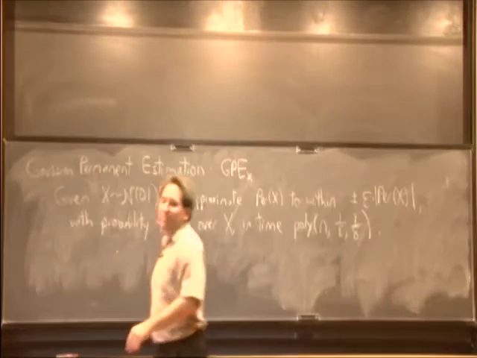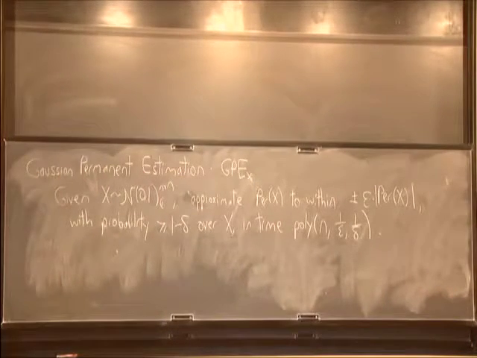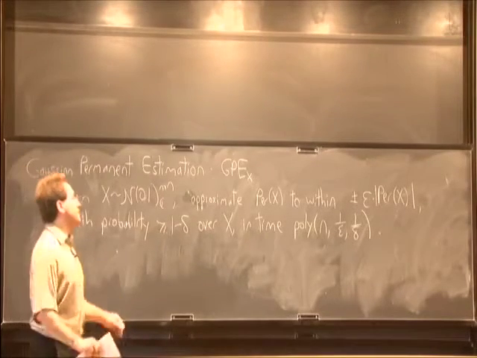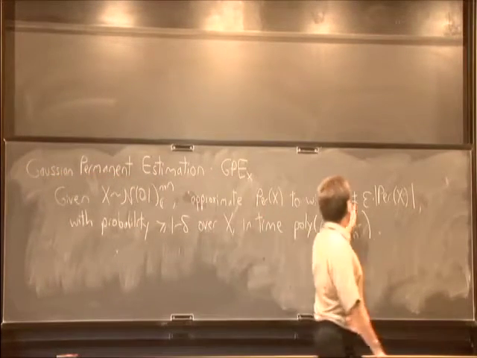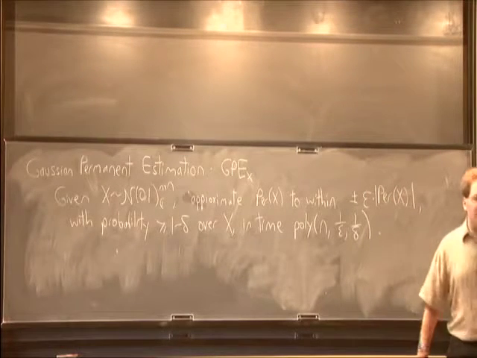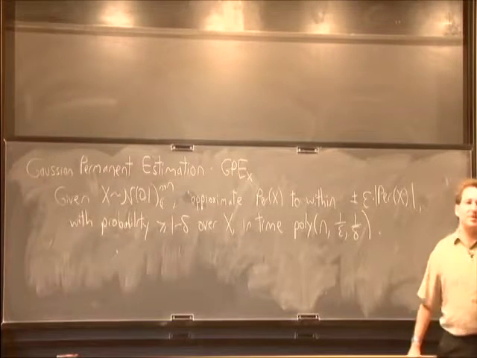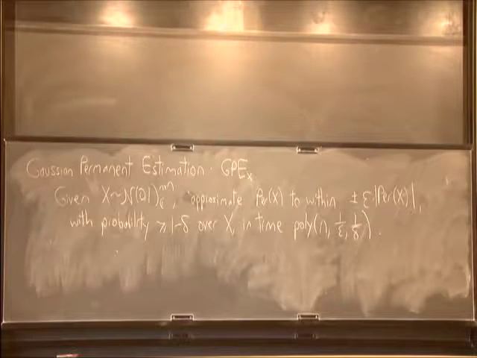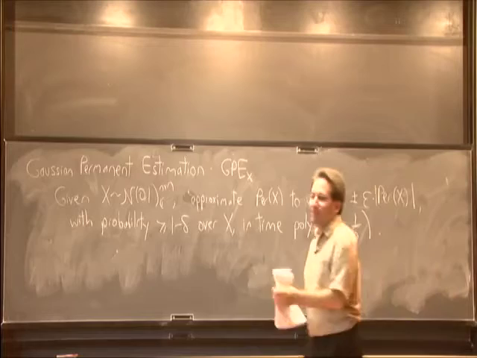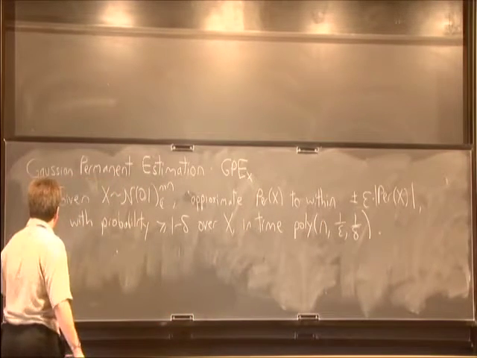So here's the problem. You're given a matrix of IID Gaussian entries. Now you would like to approximate its permanent to within a multiplicative error of epsilon with probability at least 1 minus delta over the choice of matrix. And you would like to do so in time which is polynomial in n and 1 over epsilon and 1 over delta. In other words, more formally, the input consists of n and then 1 over epsilon zeros and 1 over delta zeros, and you want to do it in polynomial time.